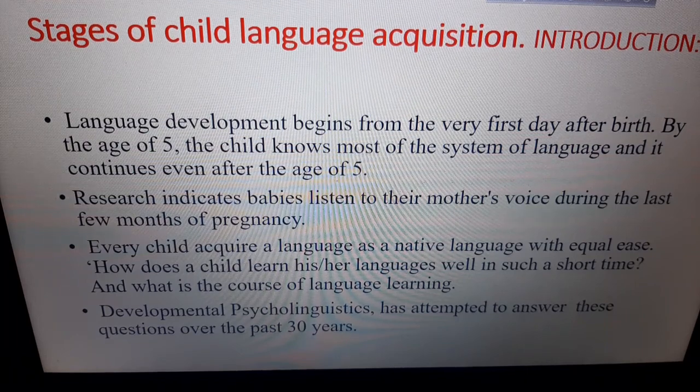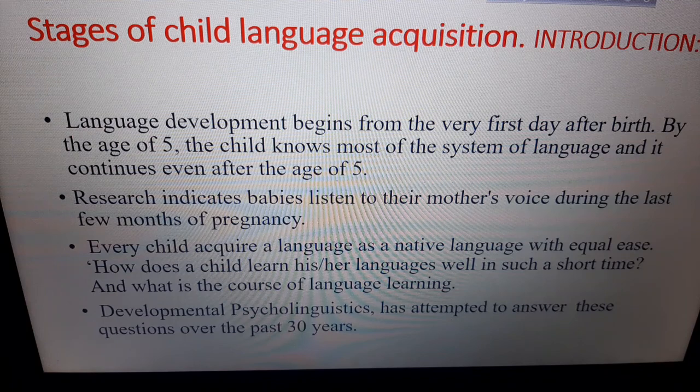Language development begins from the very first day after birth. By the age of 5, the child knows most of the system of language, and it continues even after the age of 5. Research indicates babies listen to their mother's voice during the last few months of pregnancy. Every child acquires a language as a native language with equal ease. How does a child learn his or her language, well, in such a short time? And what is the course of language learning?